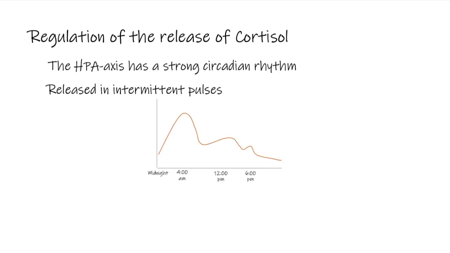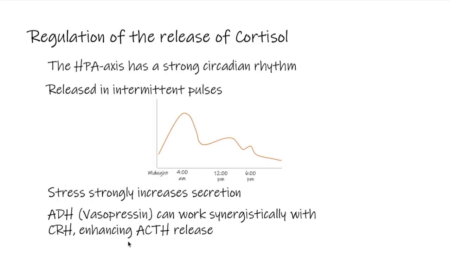As for what regulates the release of cortisol, the HPA axis has a strong circadian rhythm. It's released in intermittent pulses, meaning it predictably fluctuates, with the greatest secretion occurring in early morning hours and the lowest in the evening. Physical and psychological stress can strongly activate the HPA axis and increase cortisol secretion. ADH can also enhance ACTH release.